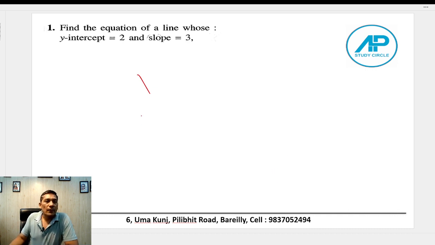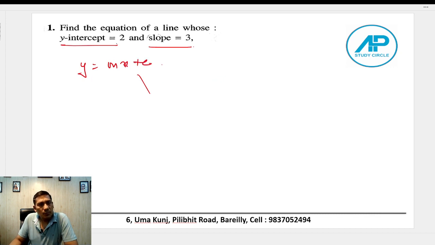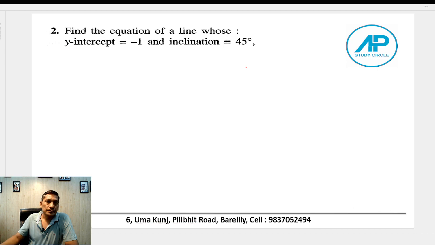So the first question I'm going to solve here, the basic questions. Equation of a line whose y-intercept is 2 and slope is 3. You can see it is a straightforward question of the form y equals mx plus c. You put the value of slope as 3 here and your answer is y equals 3x plus 2. Very straightforward, simple formula based question.